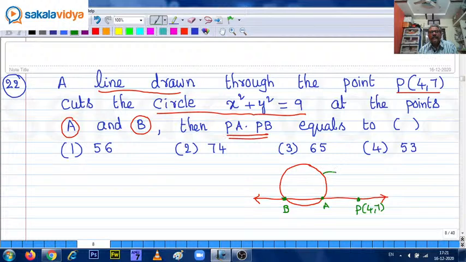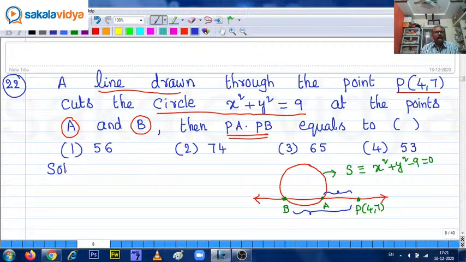So this equation of the circle is S equals x square plus y square minus 9 equals 0. This is the equation of the circle. Then we need to find out PA into PB. See, this is PA, this distance, and this is PB. PA into PB we need to find out.